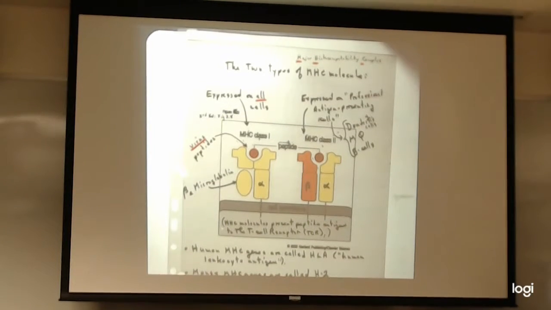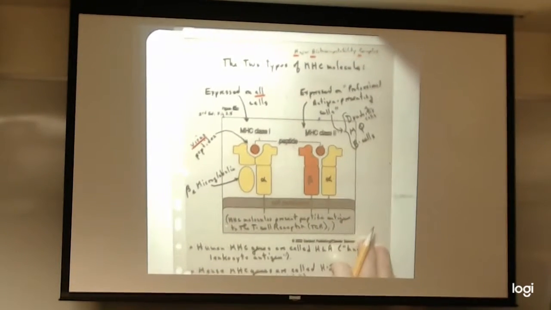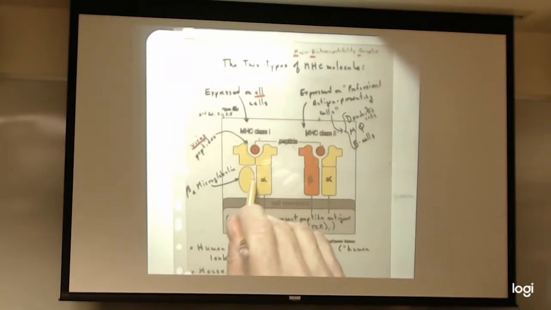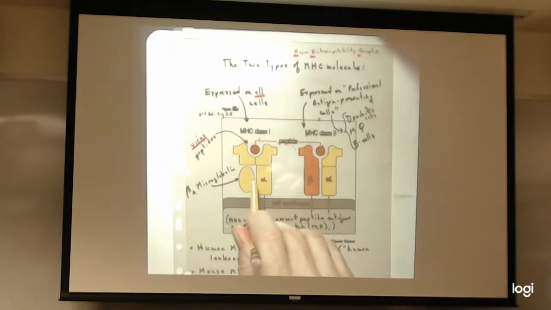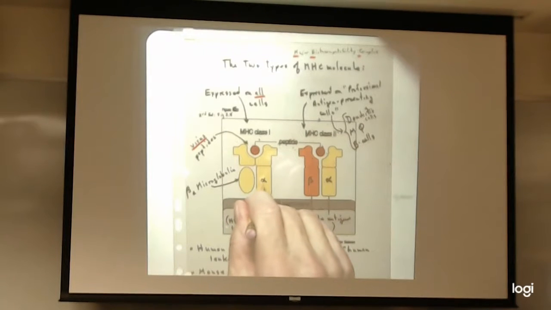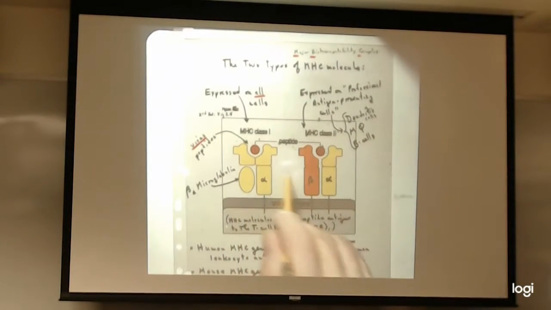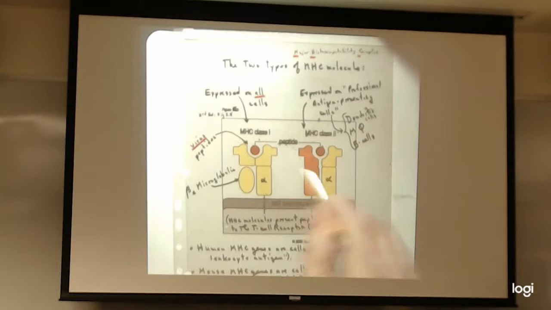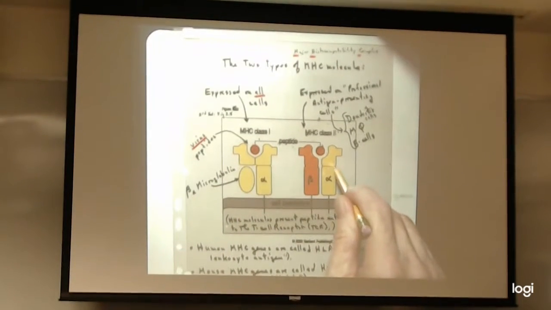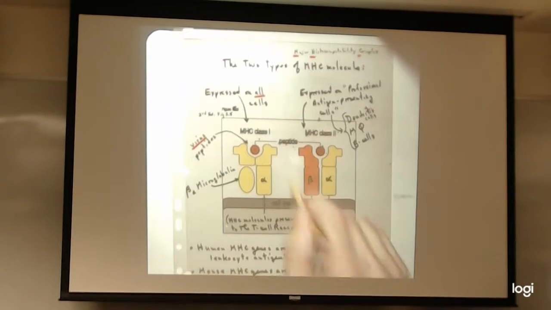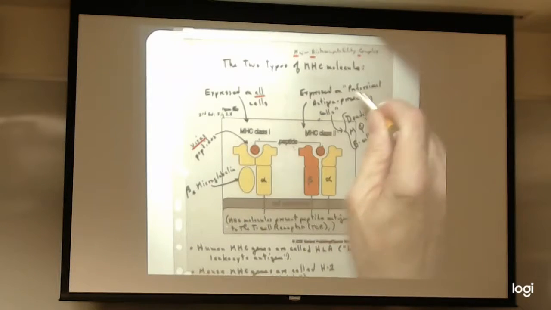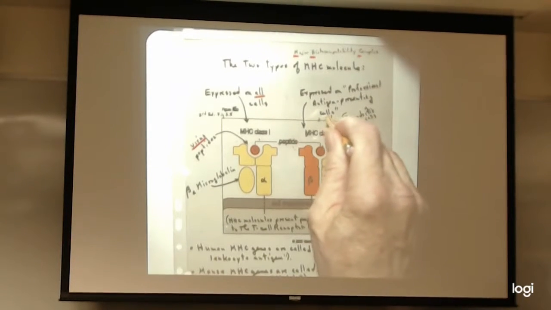I told you last week that there are two kinds of MHC proteins that cells can make. All cells make a class 1 protein. Only a subset of cells make, in addition to class 1, a class 2 molecule. The cells that make this second kind of MHC molecule are the professional antigen presenting cells that I told you about just a minute ago.